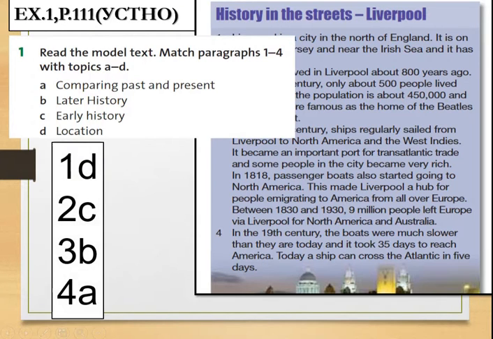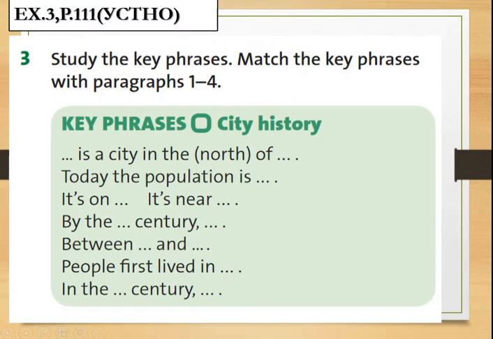Now let's check. Number 1, it's D. Location. Расположение. Number 2, C. Early history. Ранняя история. Number 3, B. Later history. Поздняя история. Number 4, A. Comparing past and present. Сравниваем прошлое и настоящее этого города.